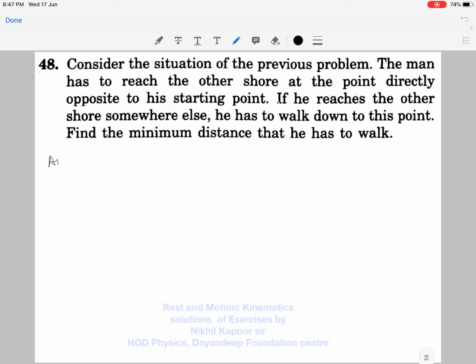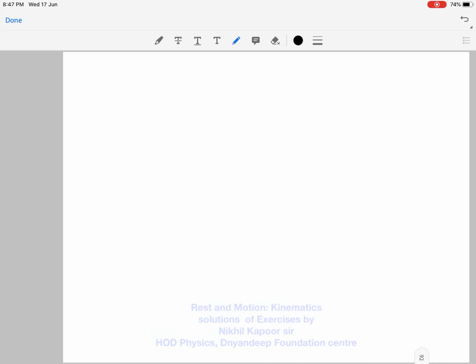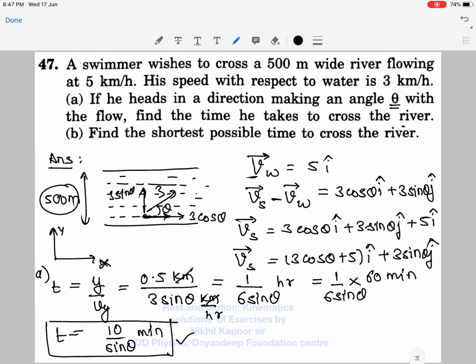The 48th example from H.C. Verma exercise of topic kinematics. Okay, so let's start. Now it is said that consider the situation of the previous problem. So let's go through the previous problem.